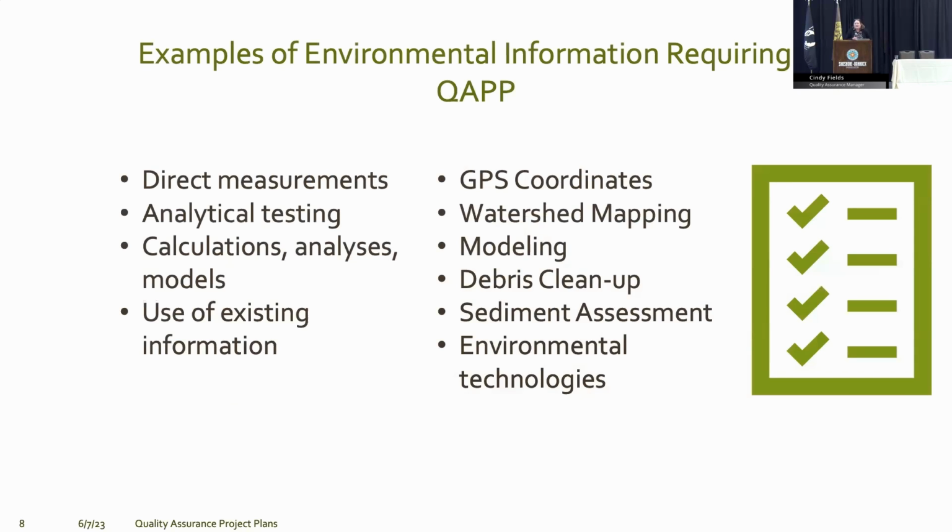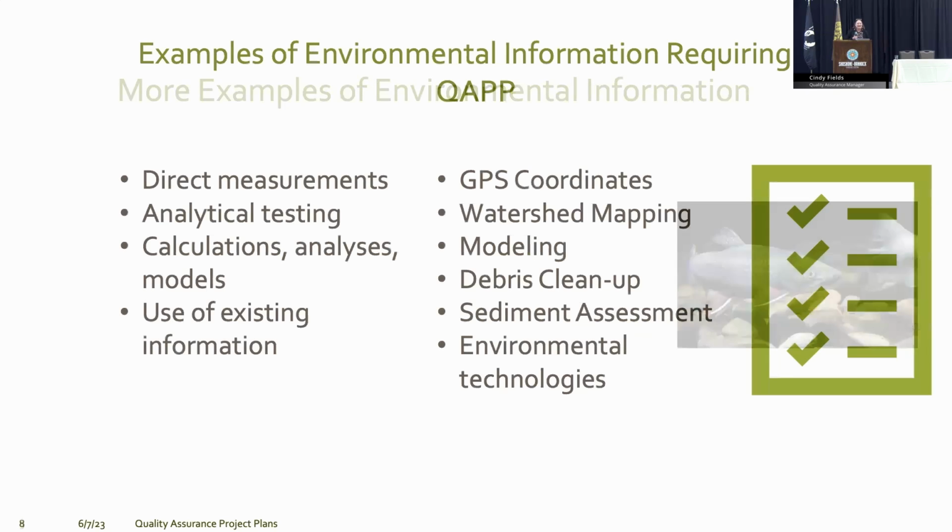So what is environmental information? Environmental information can mean a lot of things. It can mean direct measurements if you're measuring temperature, turbidity, or dissolved oxygen in a stream. It could be analytical testing results where you are collecting samples and sending them out to a laboratory for analysis. It could be calculations, analyses, models to document how those calculations are going to run. Use of existing information, like from our previous presenter.